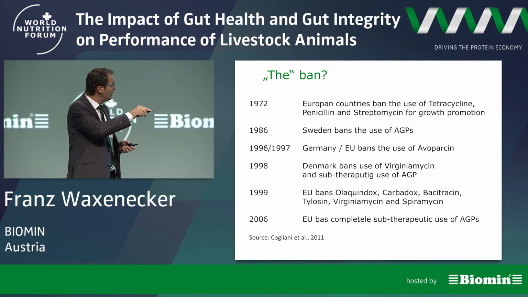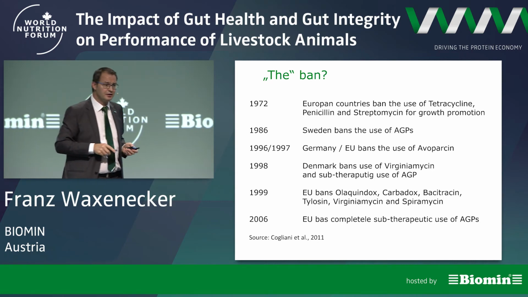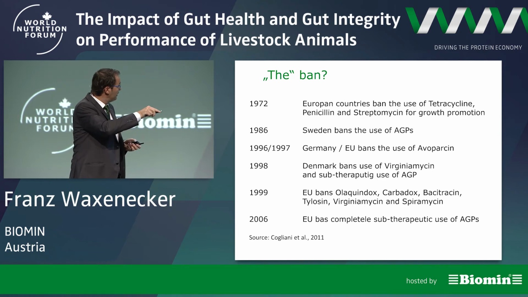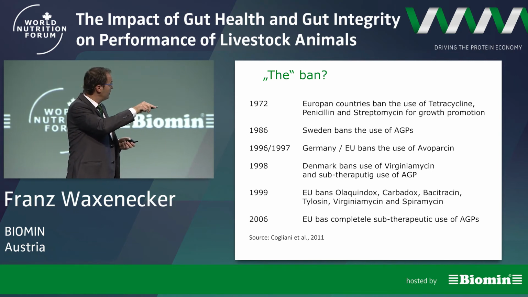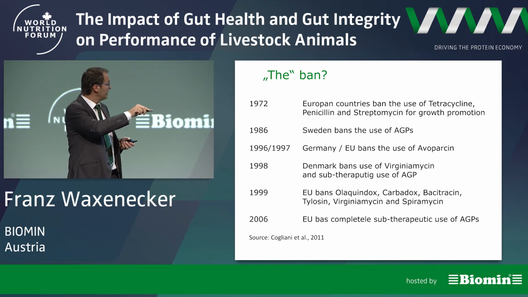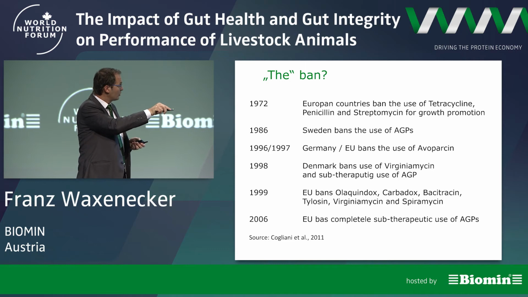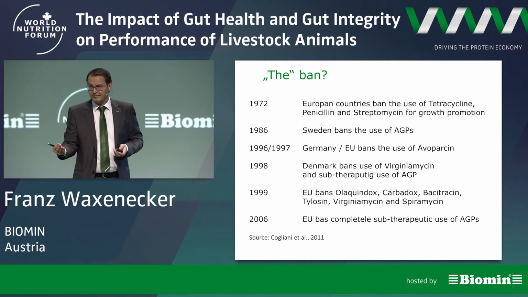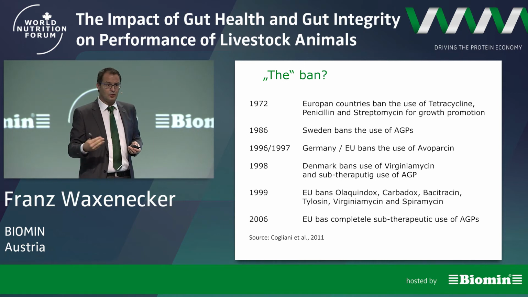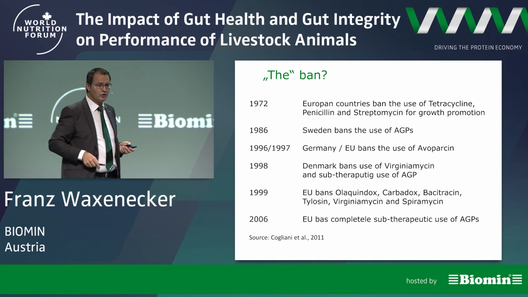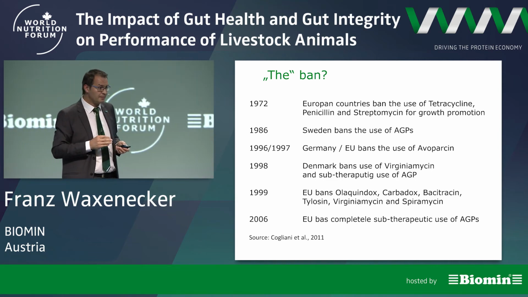1986, Sweden decided to move out of the use of low-dose growth promoters. Mid of the 90s, Germany and the EU ban avoparcin. Denmark followed with a complete ban of growth promoters. 1999, the EU bans olaquindox and so on. And 2006 was just the very last step in this long process. The remaining 4 growth promoters were banned.